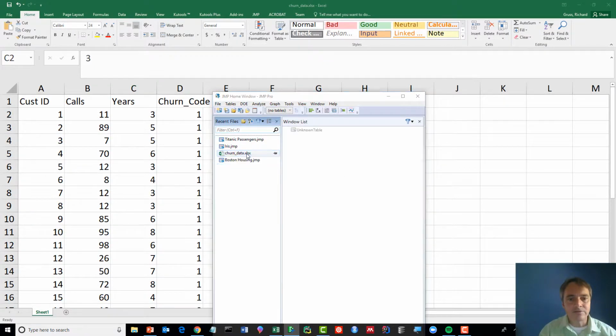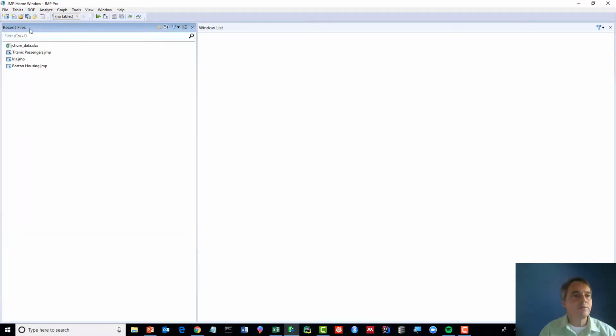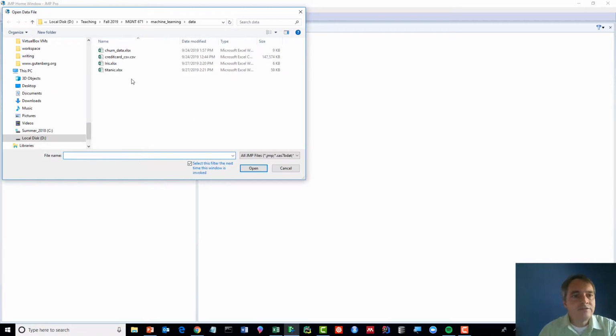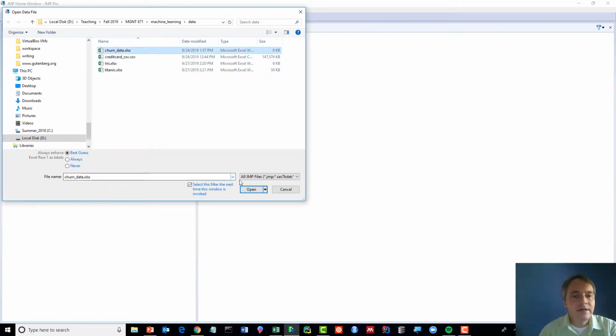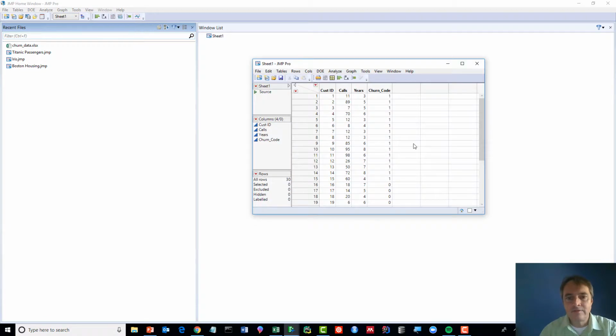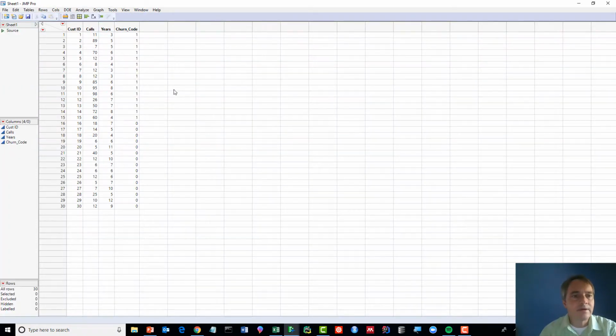I've got my churn data right there. Incidentally, if you're following along, to open up a new data set, you just go to File and Open, and browse to the data that you downloaded, and it should import fairly cleanly. These are not real messy data sets. So there's our data.